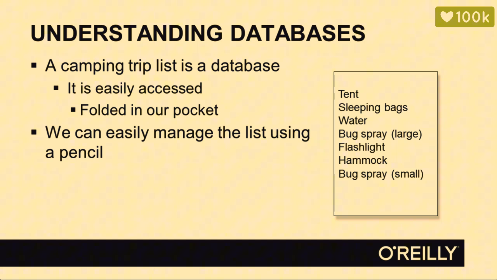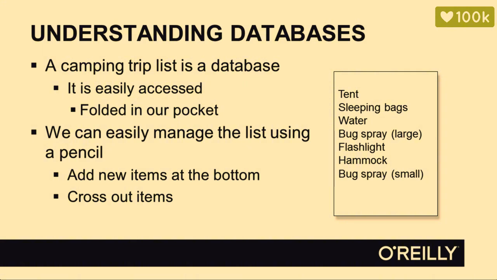Then we can easily manage the list, or the database, just using a pencil. If we want to delete something, we just line it out. If we want to add something, we just write it in. So if someone says, hey, what about this? We need to take something else. We just write it in at the bottom and we've made a new entry to our database. And then again, we cross out items that we want to delete.